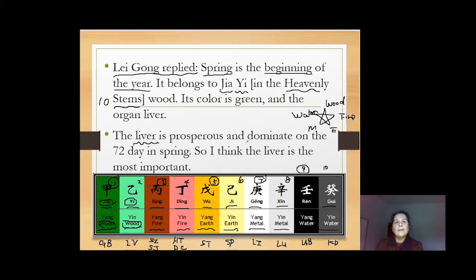And it dominates 72 days in the spring. If we take the whole year, 365 days, and divide it into five parts, each part is close to 72 days. So that means it controls the spring time, 72 days. So Lei Gong said, I think the liver is more important.